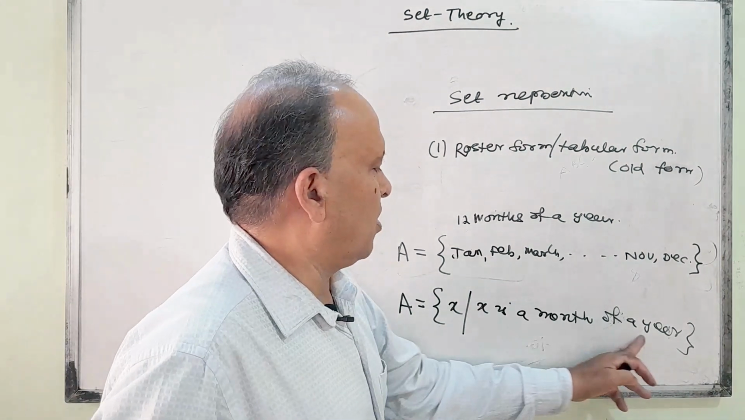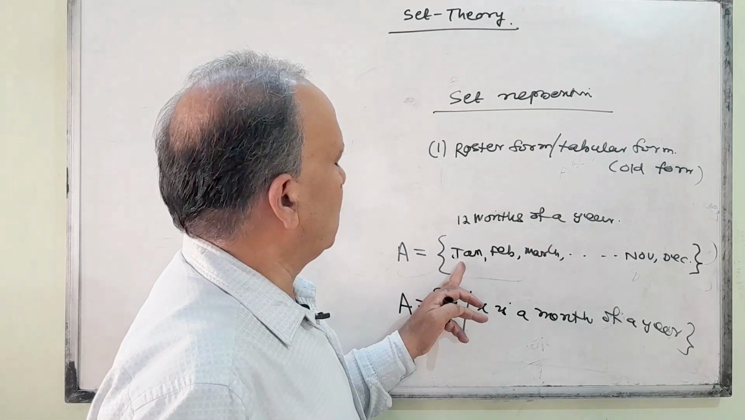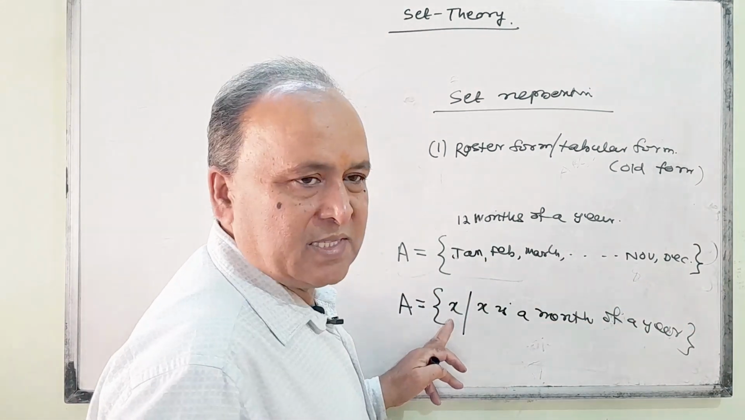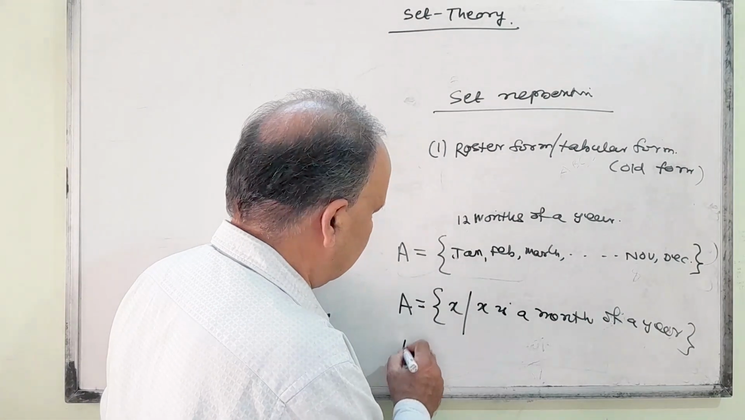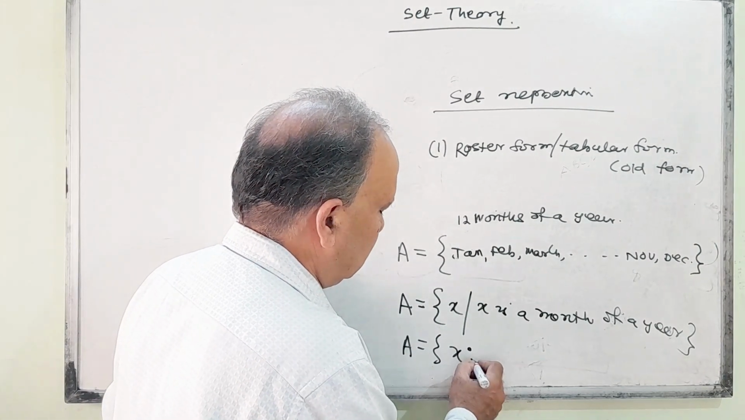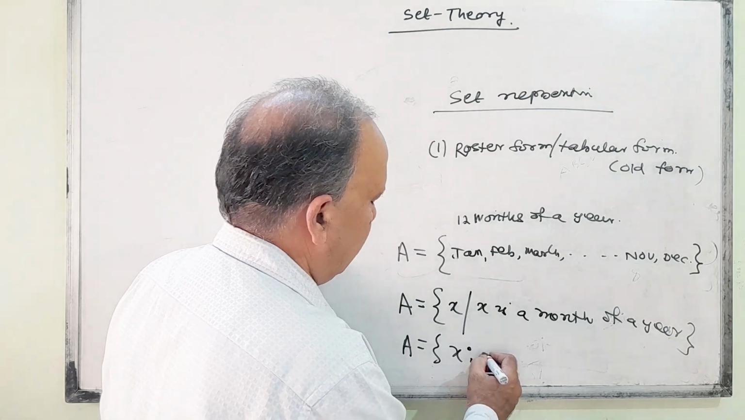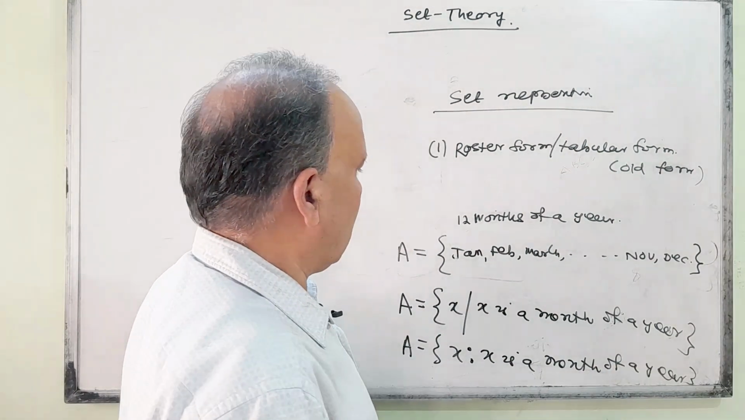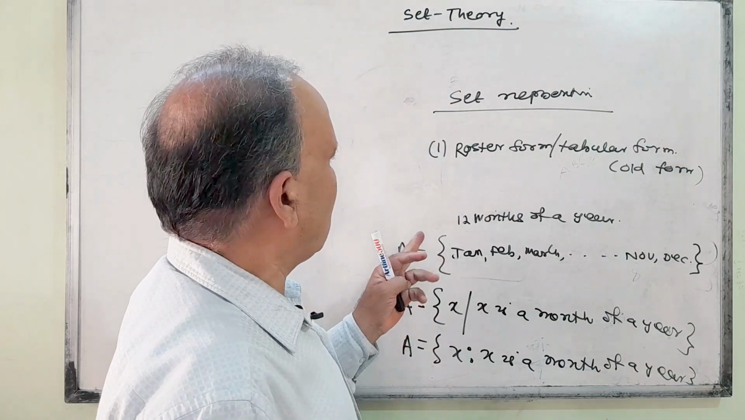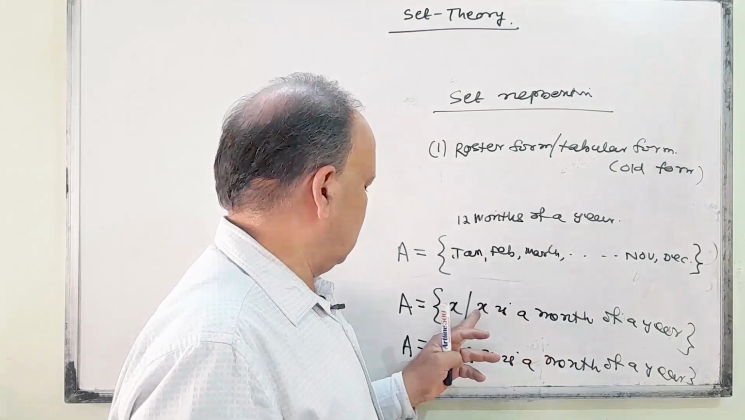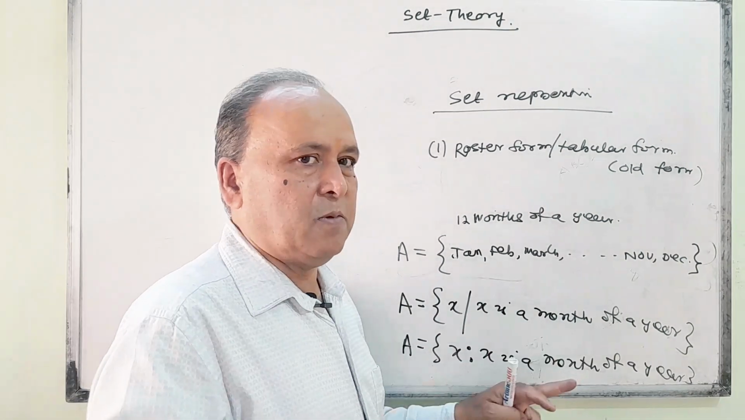That means x is a month of a year means you will get January, February, and so on; for every member you represent x. Or you can write it like this: A is equal to x, then these two dots, x is a month of a year. A question will come in a roster form, you convert it into set builder form and vice versa.